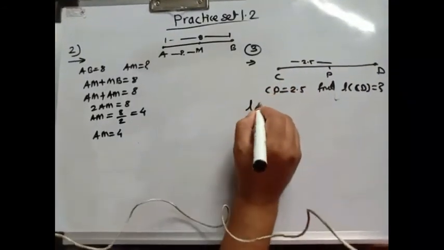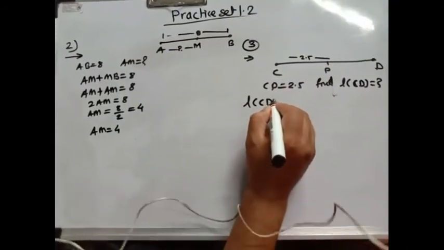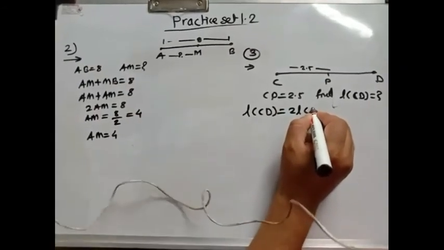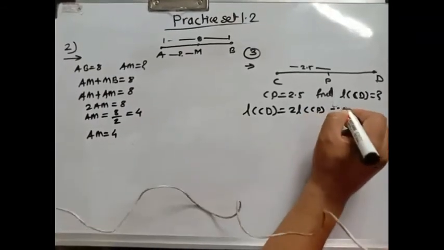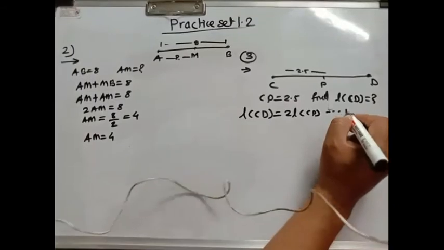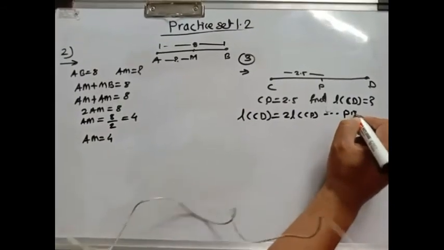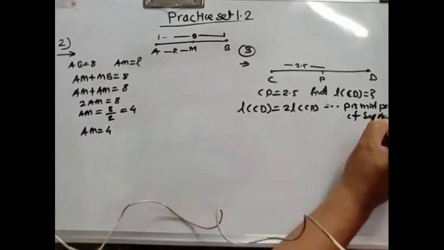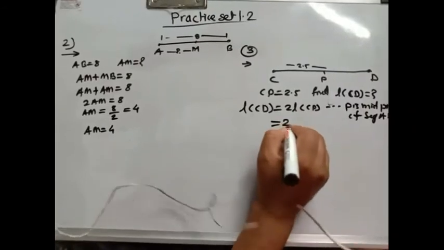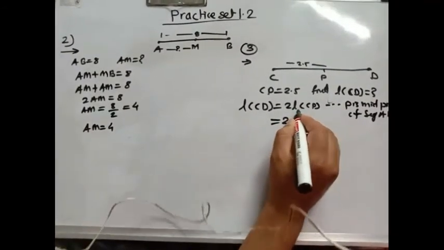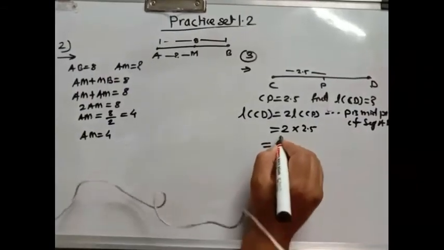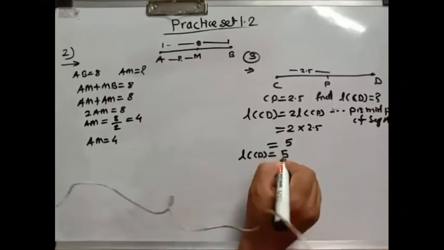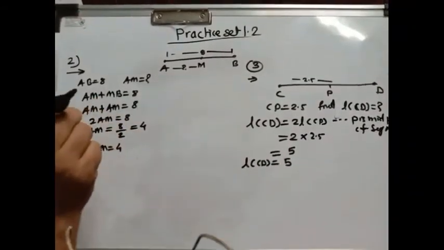So write down the length of CD is equal to the total length, CD is equal to 2 times the length of CP. How? Because P is a midpoint of segment CD. So write down here 2 into CP, which is 2 times 2.5, means the length of CD is equal to 5. So this is the third question.